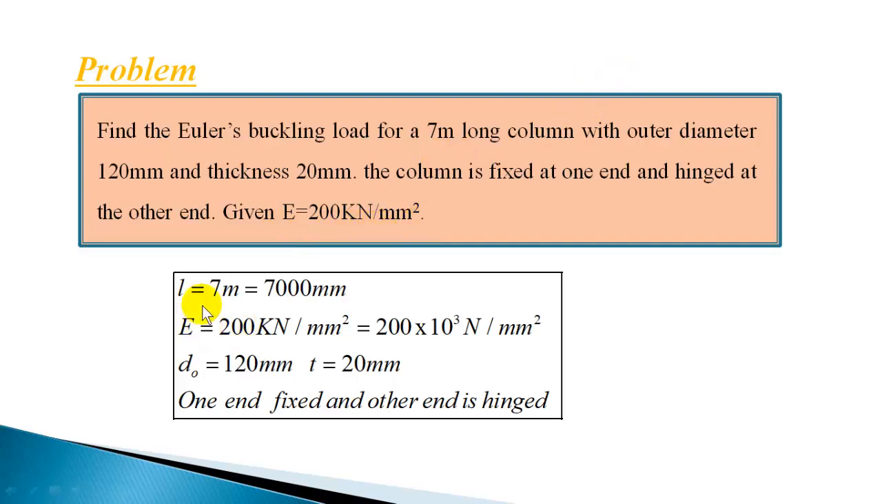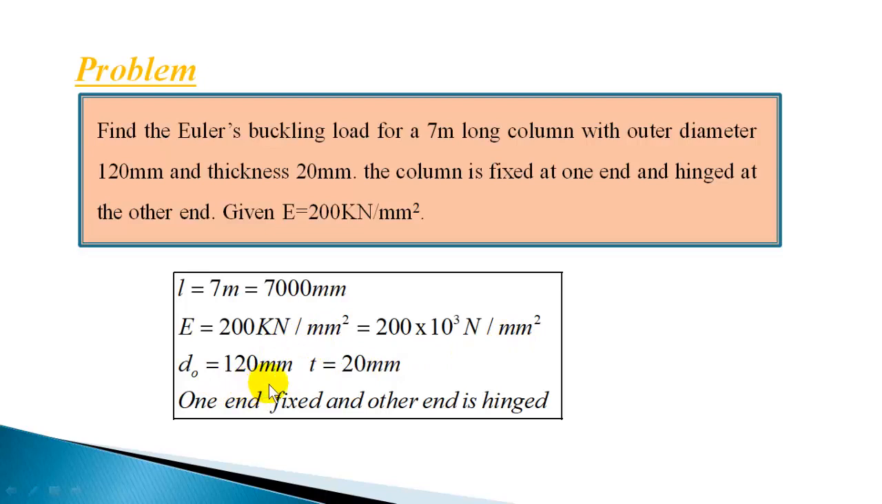So the column is 7-meter long or 7000 mm. Young's modulus is given as 200 kilonewton per mm square. A kilo is 10 raised to 3, so 200 into 10 raised to 3 Newton per mm square. So kilonewton per mm square means it's a gigapascal, equivalent to gigapascal only.